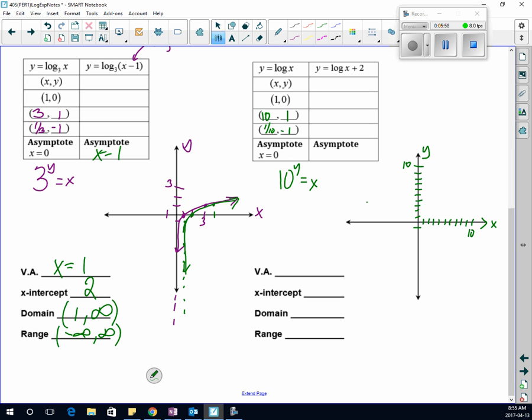Can anybody tell me what this transformation of log x plus 2 would do? Does everybody say it would go up 2? Yes? Okay, so again, it's going through (1, 0). Then it's going to be (10, 1), and (1/10, -1). Don't forget your asymptote. Where's my new asymptote?